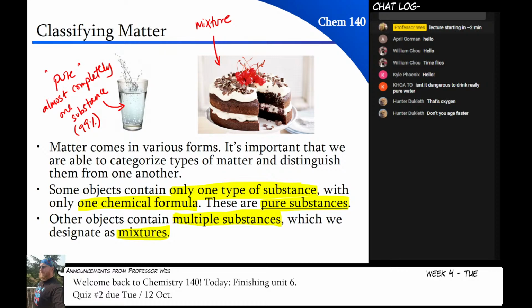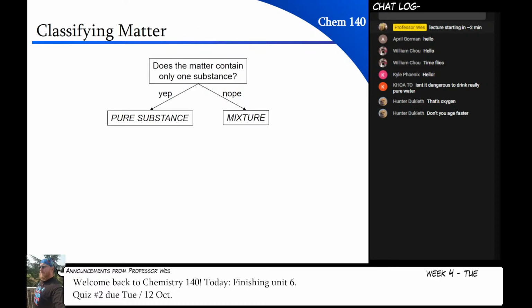All right, those are our two categories, pure substances and mixtures. I'm going to make this little chart here for you. And remember, the first question that you're going to ask when you answer any question about categorizing matter is: is there only one thing in the bottle? And if the answer is yes, you are looking at a pure substance. And if your answer is no, you're looking at a mixture.